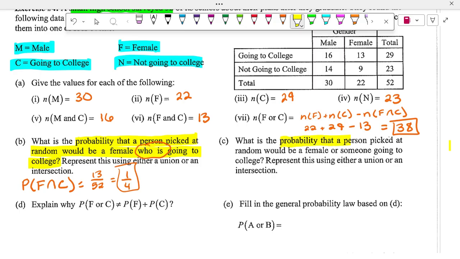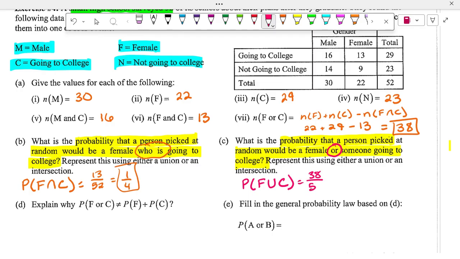Now, what is the probability that a person picked at random would be female or someone going to college? So this is an or statement. It has the physical word or, so it's a union. So we want the probability of female or college. Guys, we already got the number of people that are female or going to college. So can I just turn that into a probability? It'll be what?